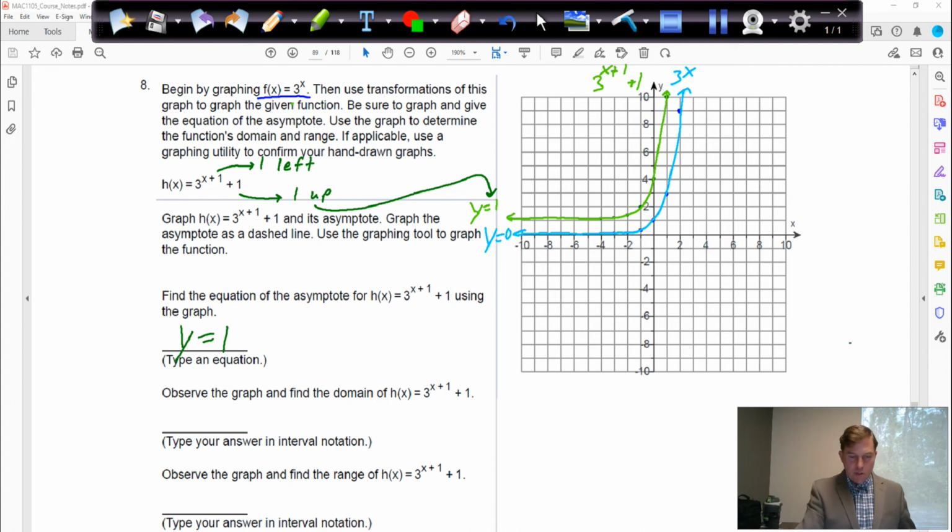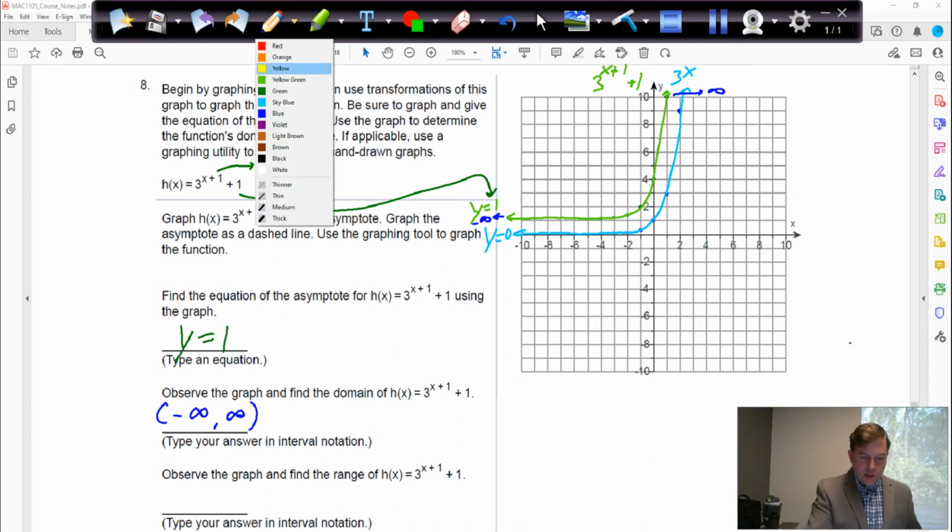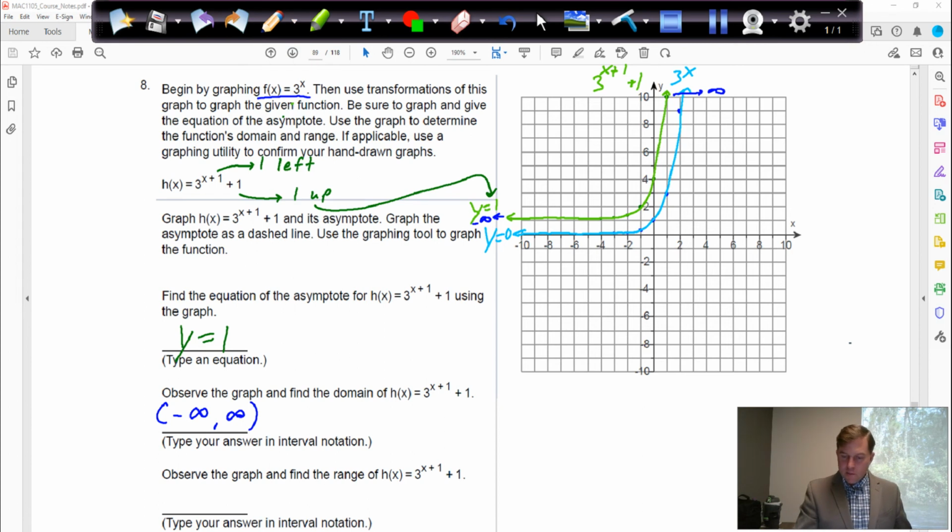What's the domain? So just like before, this curve is going to go to the left to minus infinity. It's slanted up here, so it's going to go right to positive infinity. The domain is the same. Any real number will work. How about the range? As I look bottom to top of the green, it's going to start at 1, so this again matches. And then it's going to go up to positive infinity.